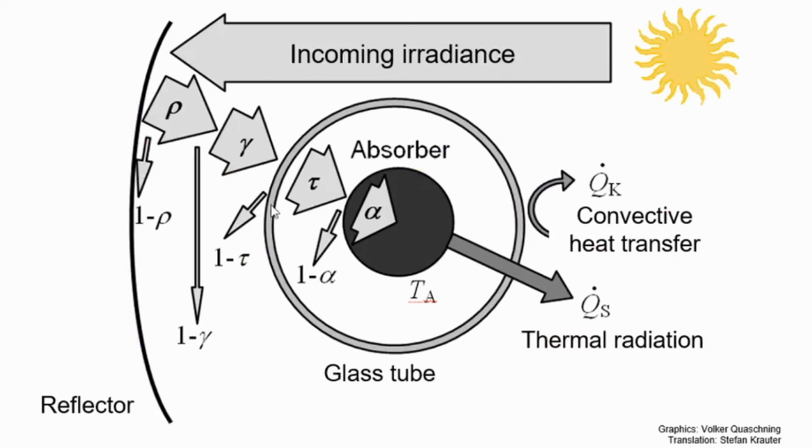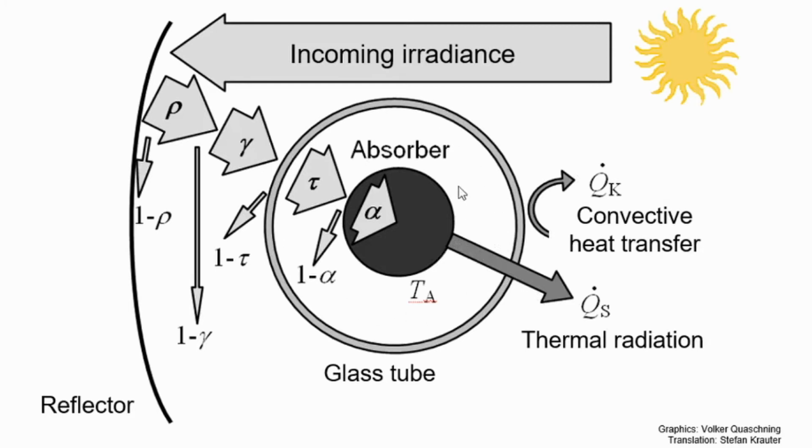And then you have the absorber, which is protected via, for example, a glass tube. The absorption is not perfect, so you try to make this alpha as high as possible to achieve the maximum absorption. And here the incoming irradiance is converted into heat. You try to profit a lot from this generated heat, but you have some losses, for example thermal radiation or convective heat transfer.